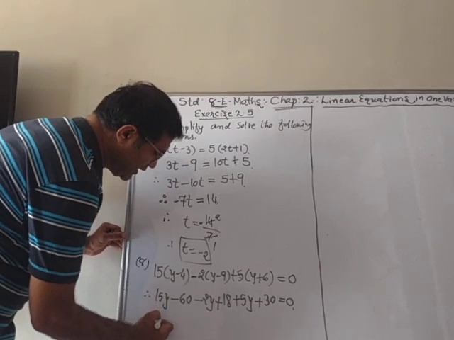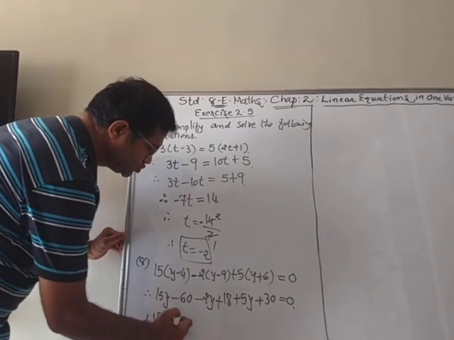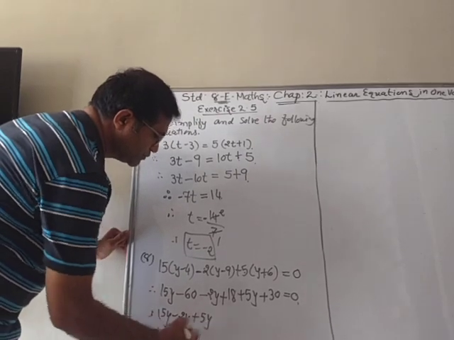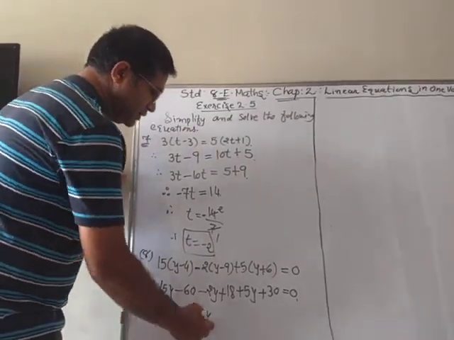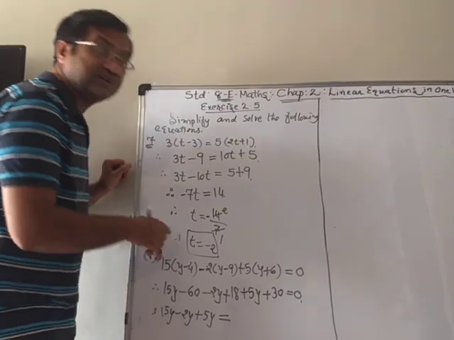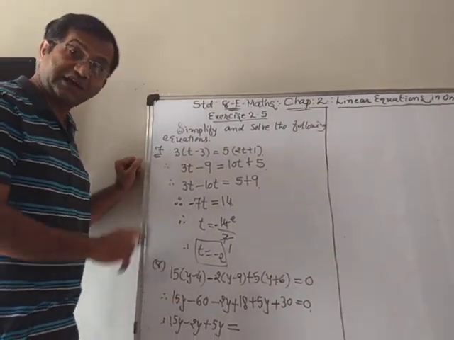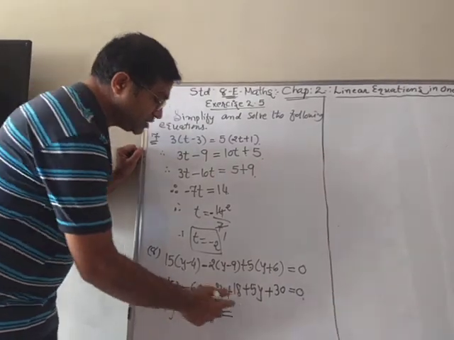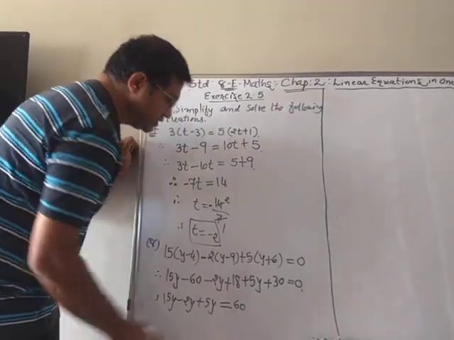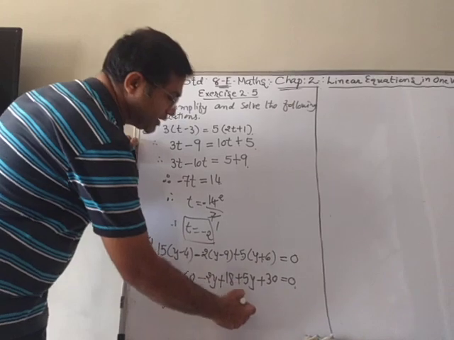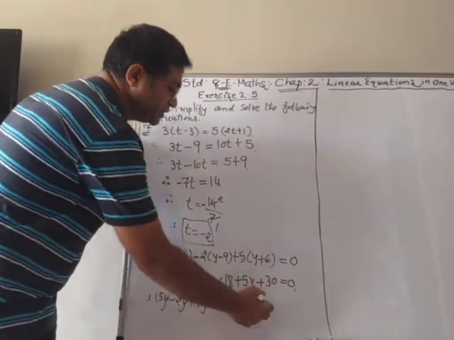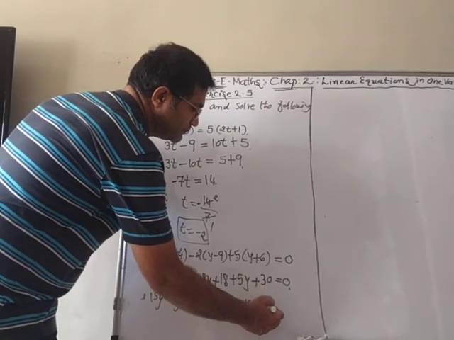So 15y minus 2y plus 5y is equal to, now all the digits we will take to that side, but here they are going to that side. We have to change the sign. So minus 60 will become 60, plus 18 will become minus 18, and plus 30 will become minus 30.